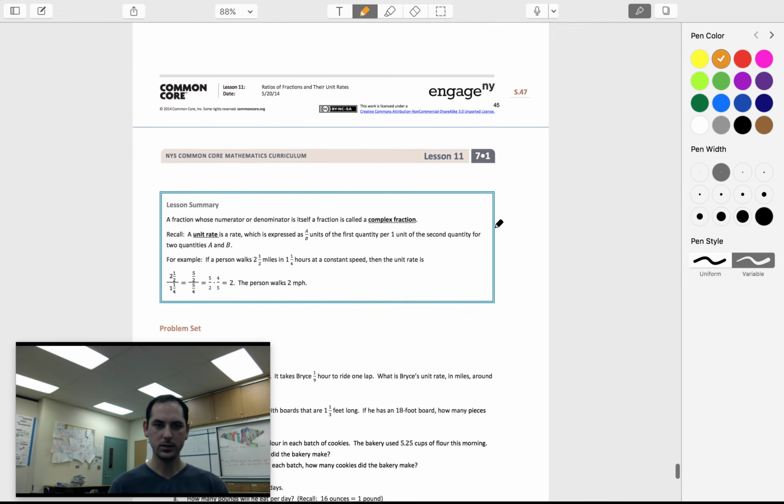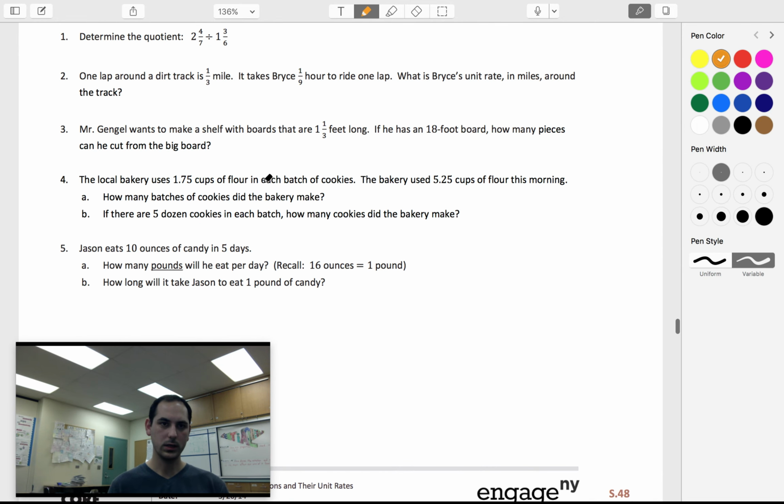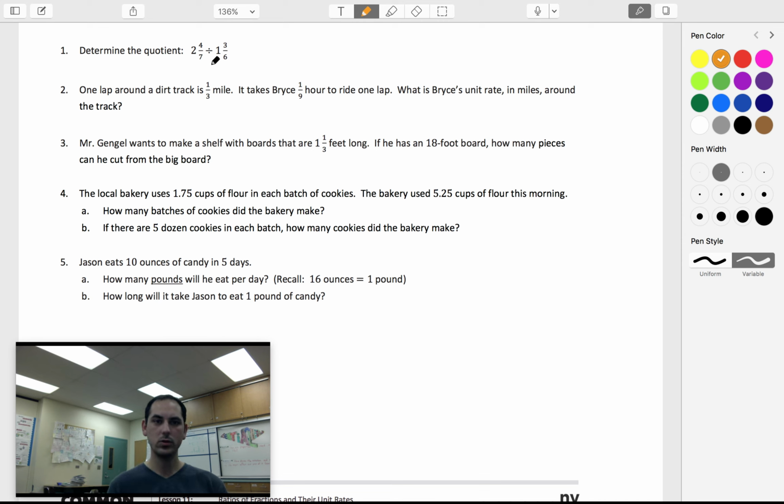Actually, let me see. Let's look at the problem set. So you have determine the quotient. Alright, so you know how to do this. You're going to change this to improper. Keep, change, flip. 1 lap around a dirt track is 1/3 mile. It takes Bryce 1/9 of an hour to ride 1 lap. What is Bryce's unit rate in miles around the track? Okay, so this is very similar to the problems we did there. Mr. G, we'll call him, wants to make a shelf with boards that are 1 1/3 feet long. If he has an 18-foot board, how many pieces can you cut from the big board?